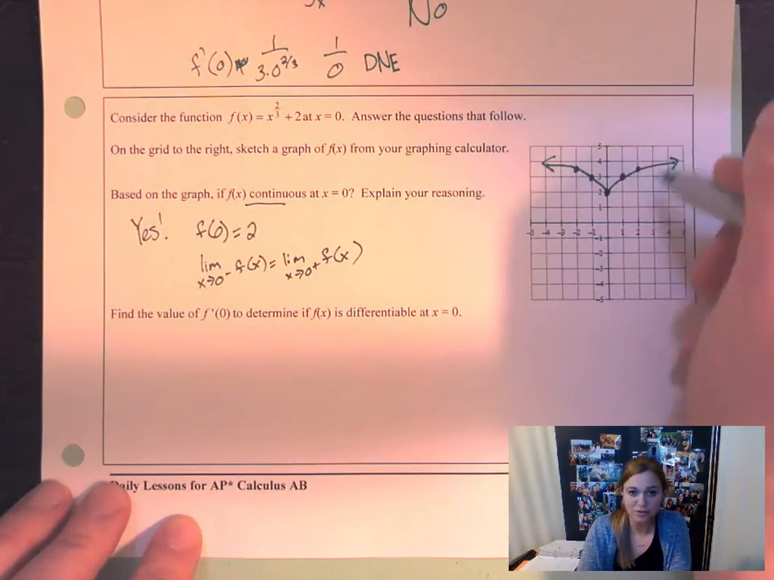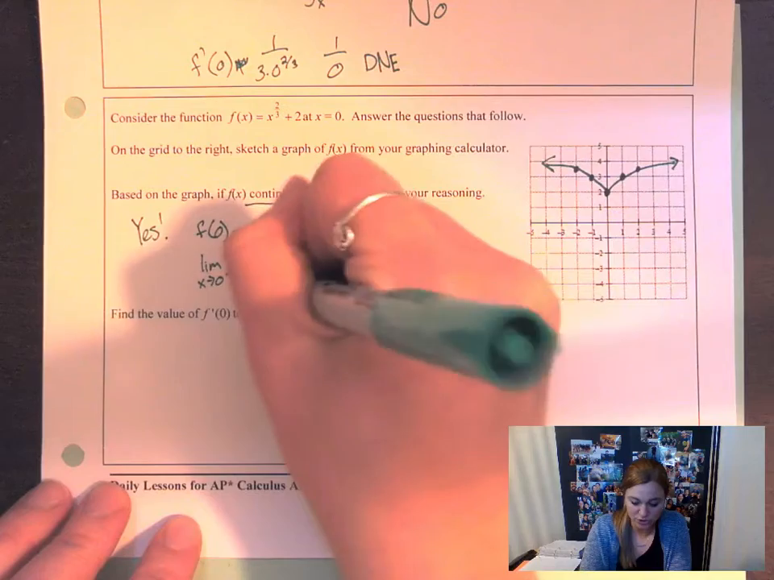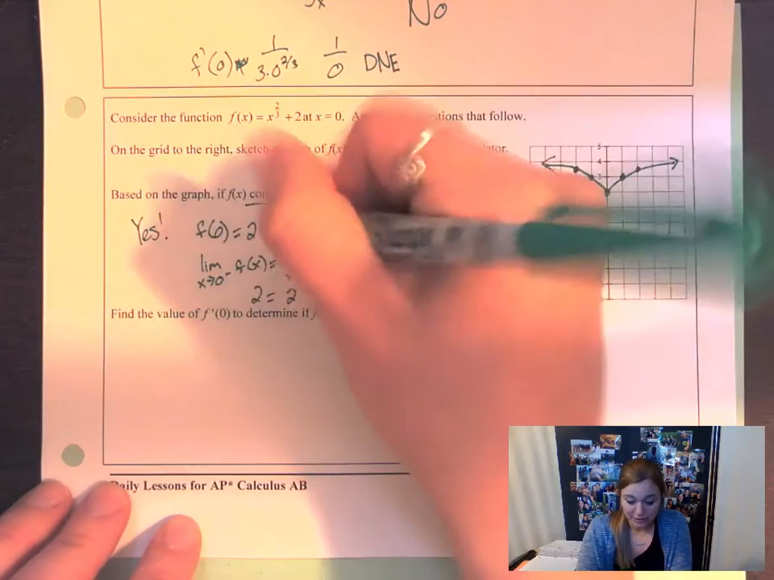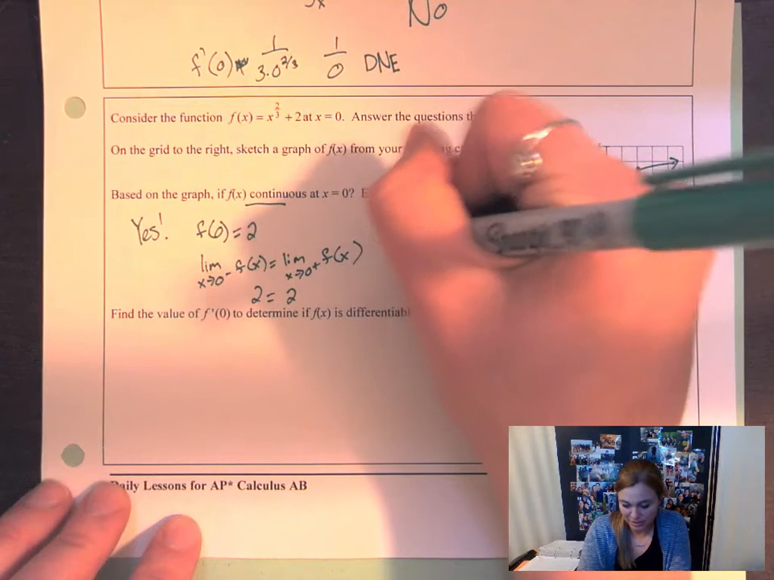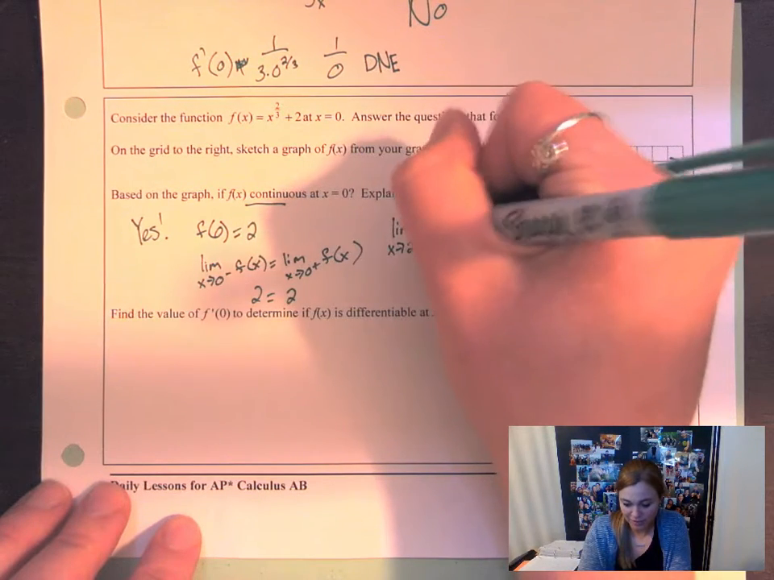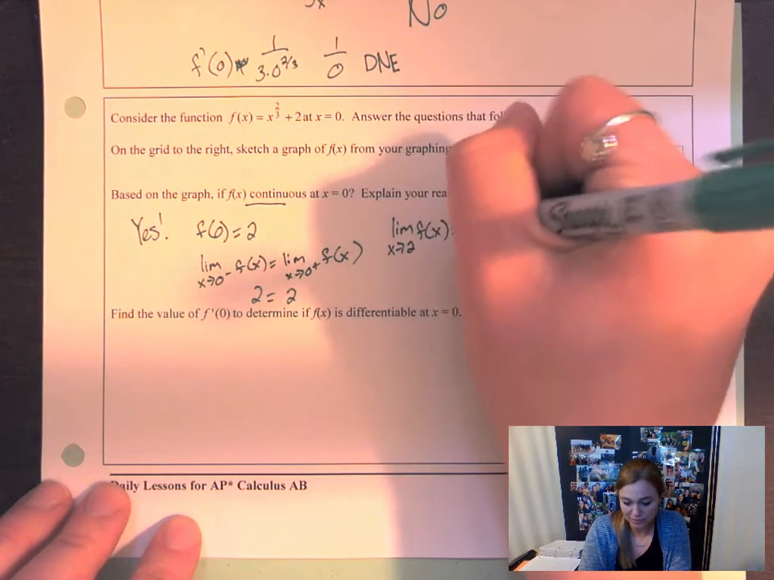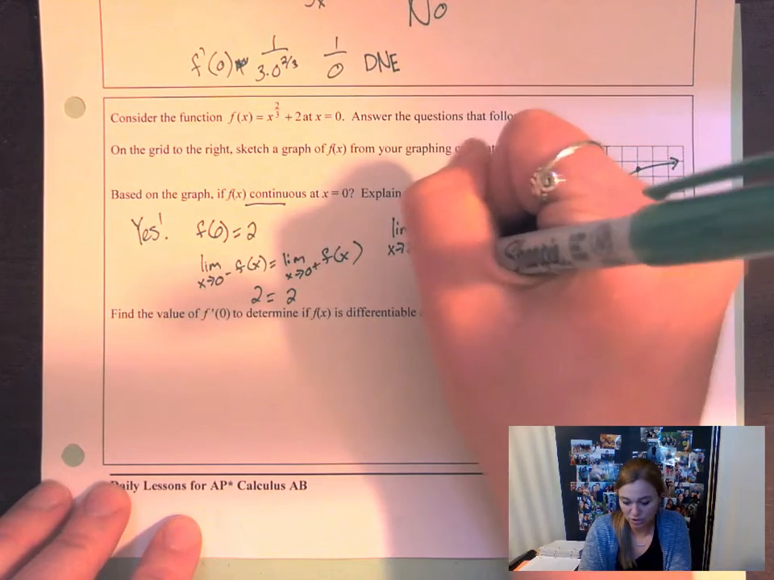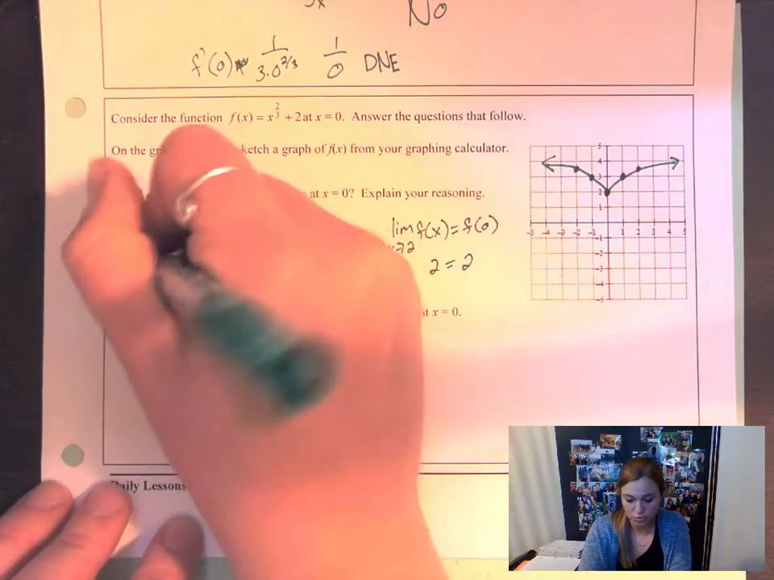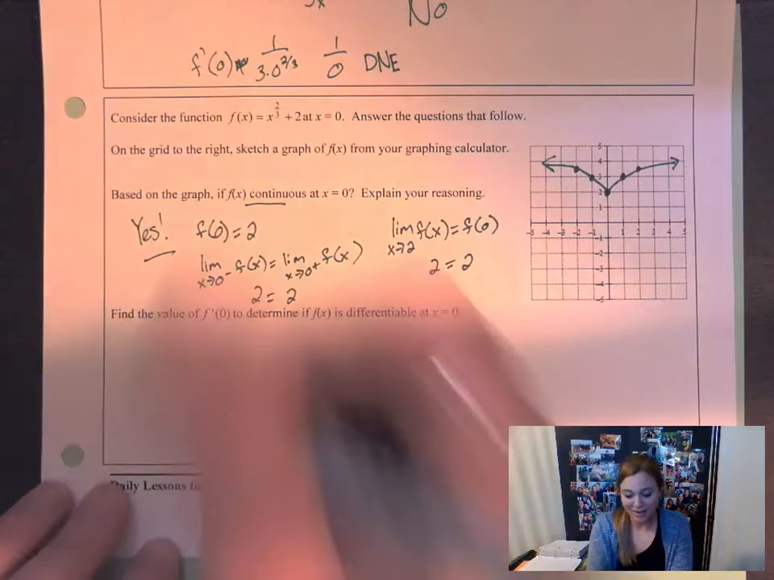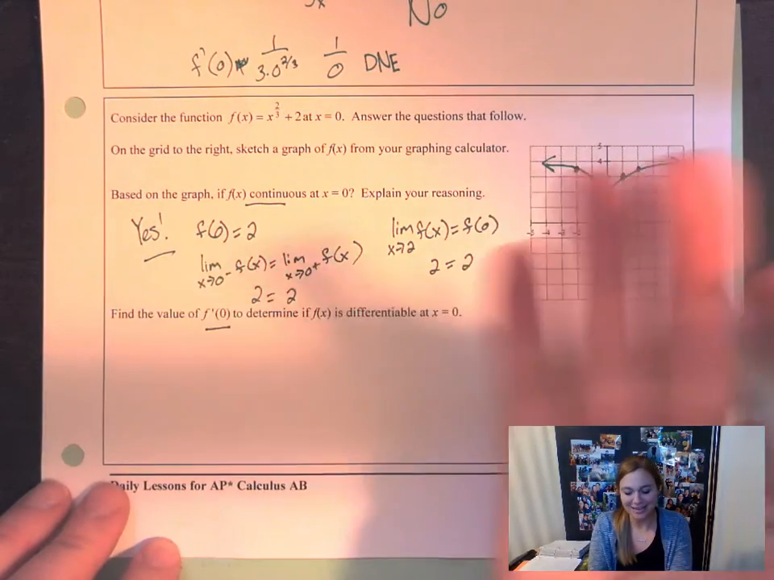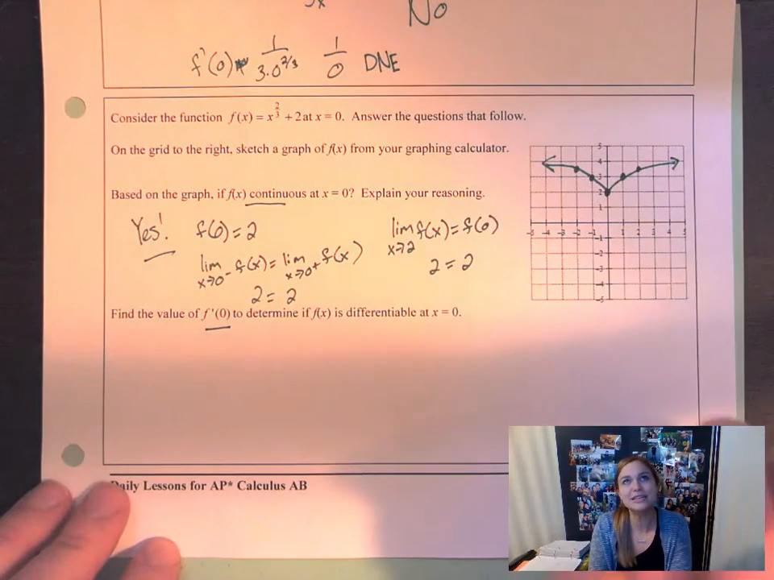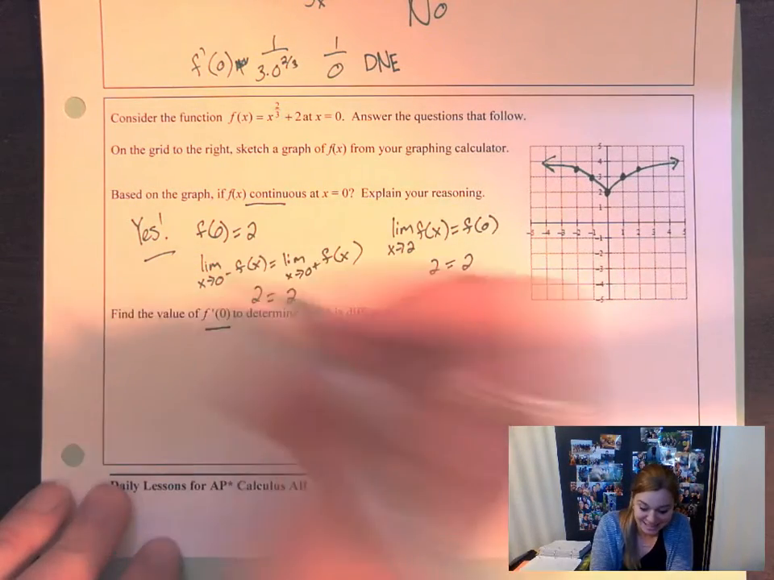Yes, from the left and right, I get 2, which equals 2. And does the function value equal the limit? Yes. The limit as x approaches 2 of f of x equals f of 0 because both of these are 2. Woo, we proved that. Now I find f prime of 0. Maybe this will be the one. Maybe this will be, you're kind of hoping. Please, please, please let the derivative exist.